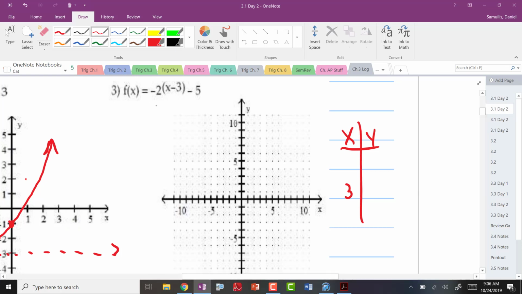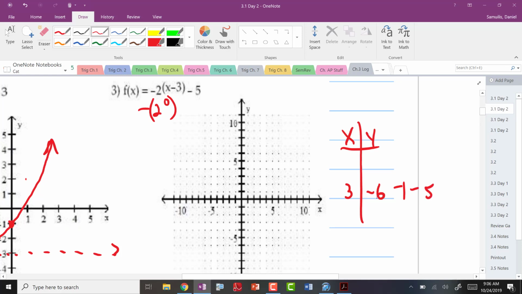When I plug in a 3, what's 2 to the 0? 1. But it's like this. All right? Then you got to snap a negative on it. All right? The negative is not part of the power if you're going to think about input, output. So this becomes -1 minus 5. Which is -6.